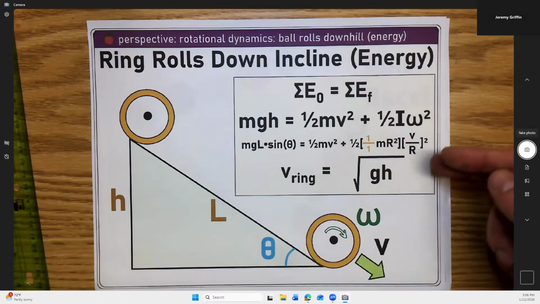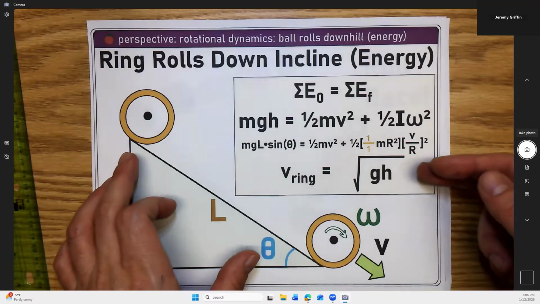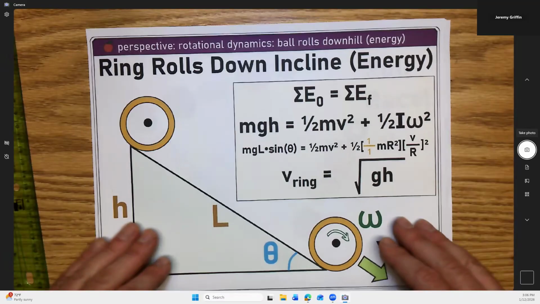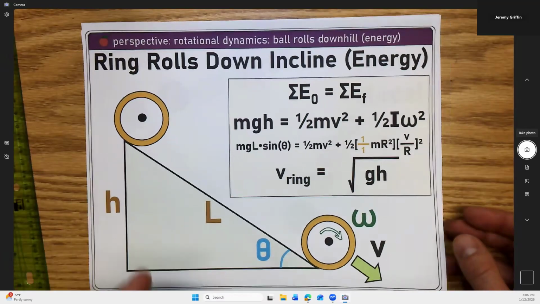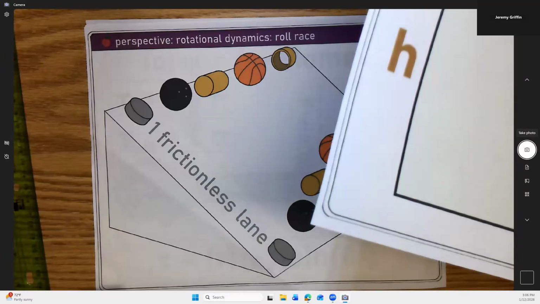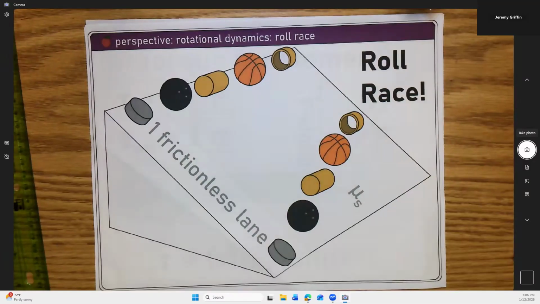Anyway, there's a process, and it turns out that the mass and radial size of the ring end up canceling out. It's actually true for all these rolling objects. It has to do with how the mass is distributed. So this beats a ring.